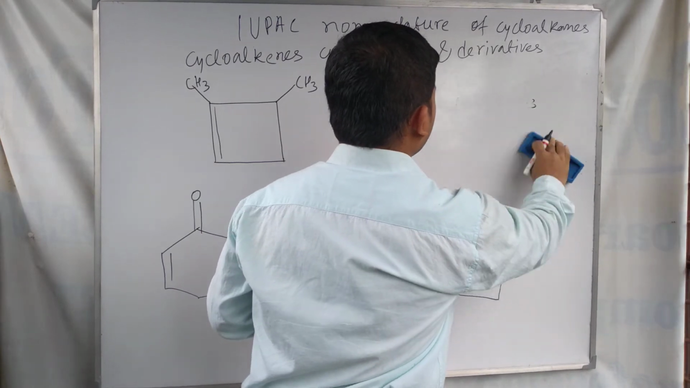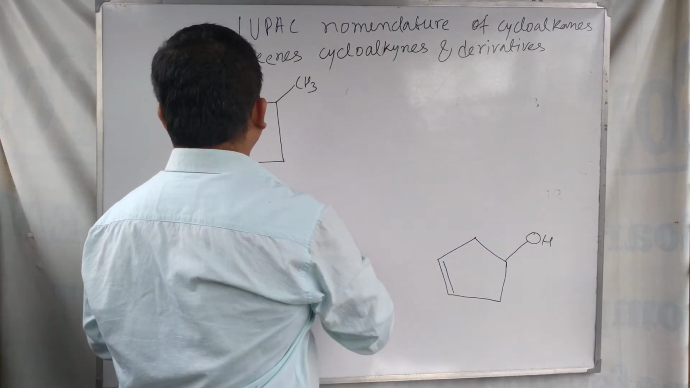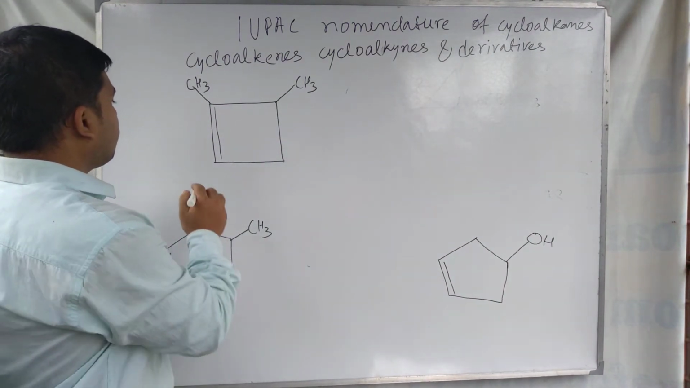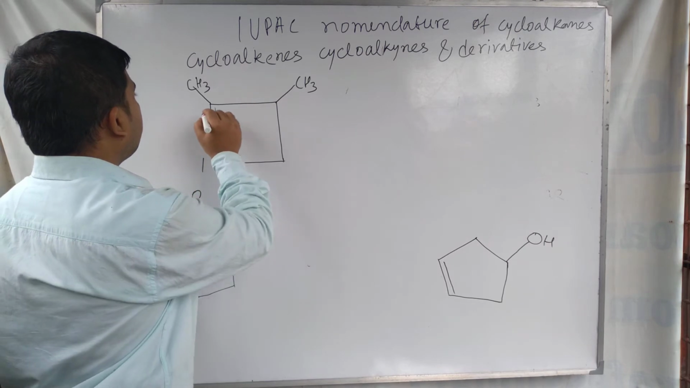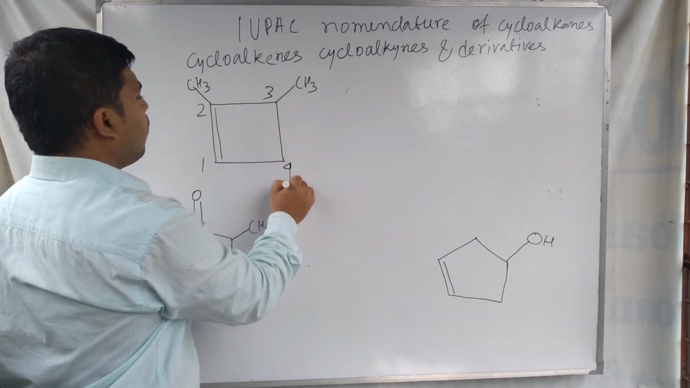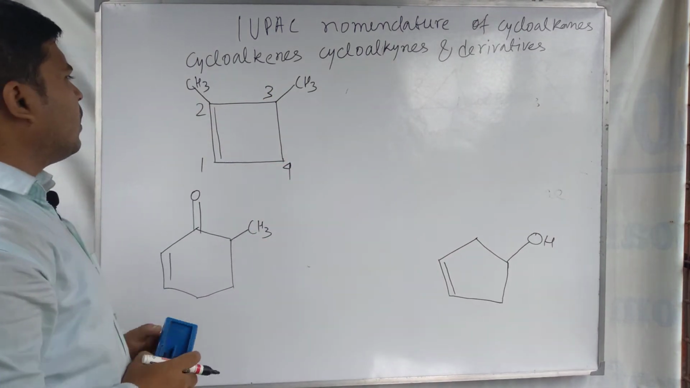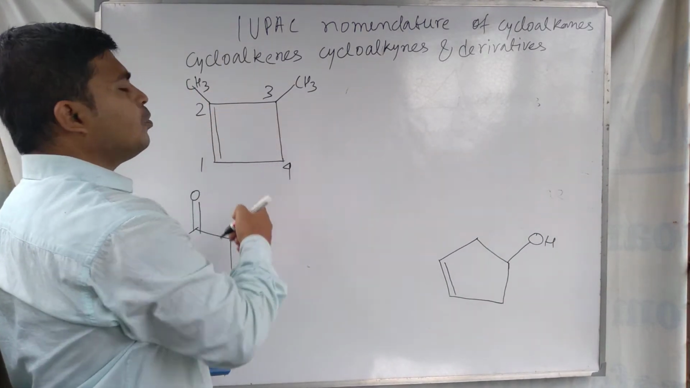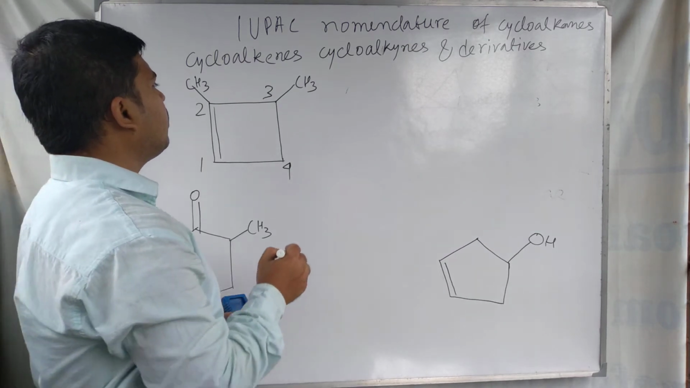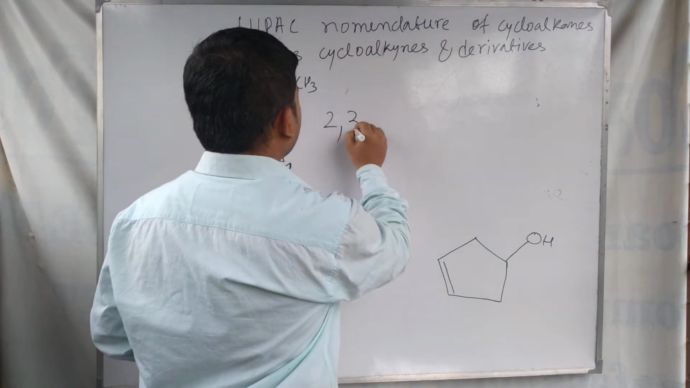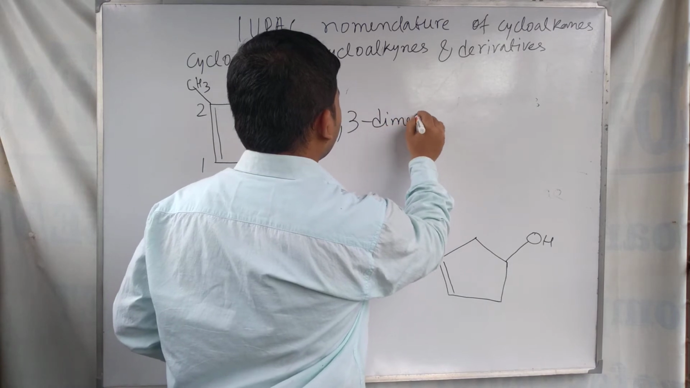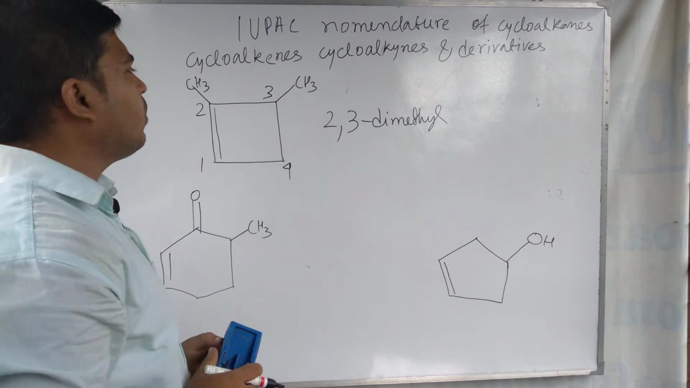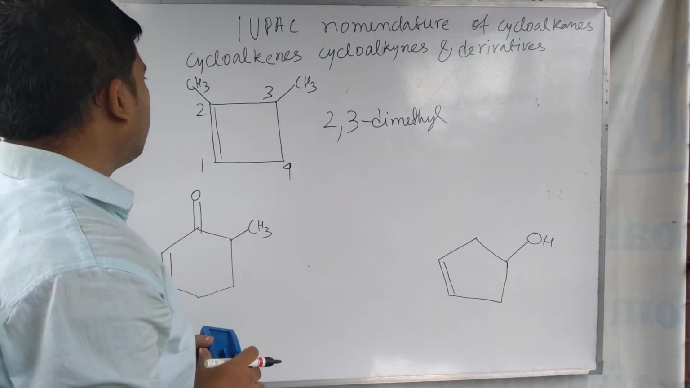After this example, we see this example. It is a cycloalkene, and the numbering should start from this position: 1, 2, 3 and 4, like this numbering. Two methyl groups are present as substituents, so we name it 2,3 dimethyl, with the 2 position and 3 position occupied by two methyl groups.